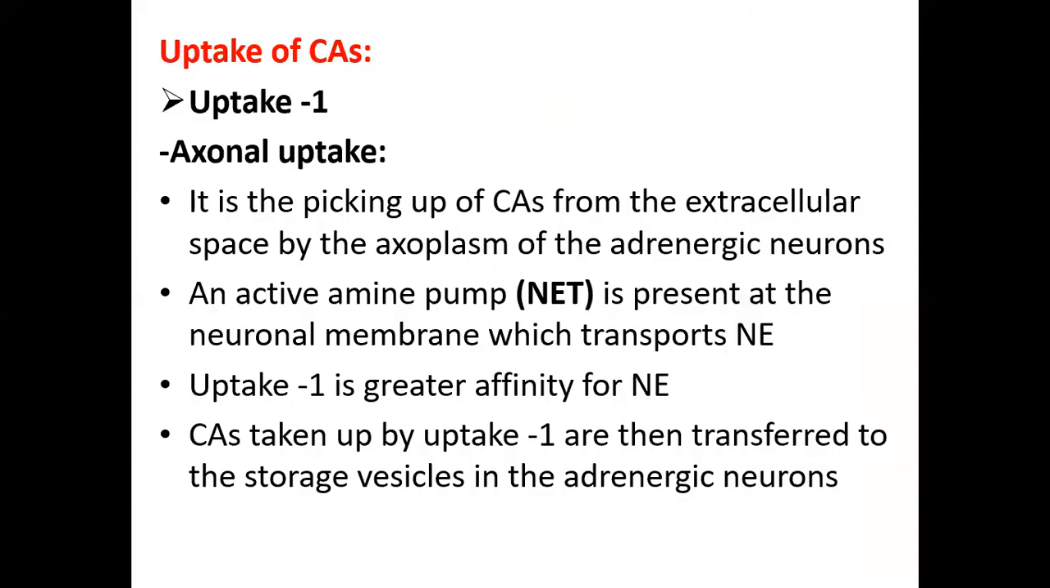So, uptake of catecholamines. We have two mechanisms wherein the uptake of catecholamines takes place, that is uptake 1 as well as uptake 2. So we have axonal uptake, wherein there is picking up of catecholamines from the extracellular space by the axoplasm of the adrenergic neurons. There is an active amine pump present in the neural membrane, which aids in the transport of norepinephrine.